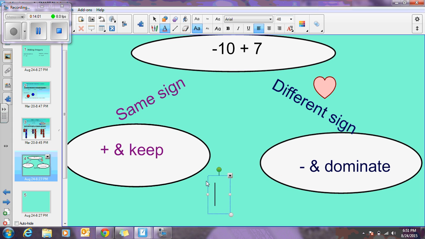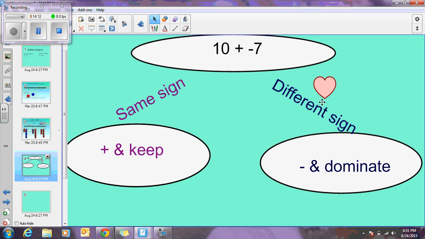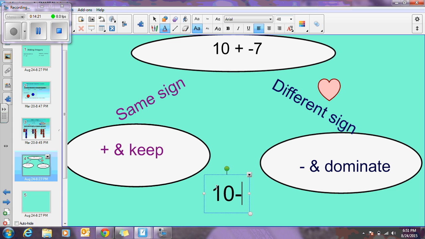Now if I did something like this, -7, positive 10. Okay, 10 plus -7, still different signs. So I'm going to subtract when it lets me. 10 take away 7. I know that's 3, but which one dominates? The 10 has a higher absolute value, so it's positive. So our answer is positive 3.